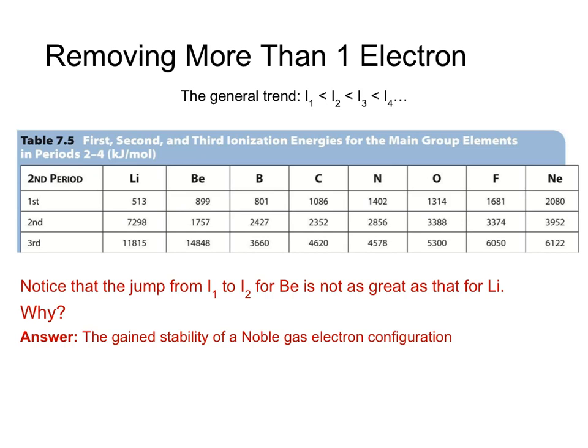to remove subsequent electrons. We also notice that in the case of lithium, the jump from ionization energy 1 to ionization energy 2 is much greater than the jump from 1 to 2 for beryllium. The reason for that is that once lithium has one electron removed, it achieves a noble gas configuration, which is very, very stable. In the case of beryllium, once we remove one, we can still remove another electron before it attains that electron configuration of a noble gas. And thus we get a big jump between 2 and 3 for beryllium.